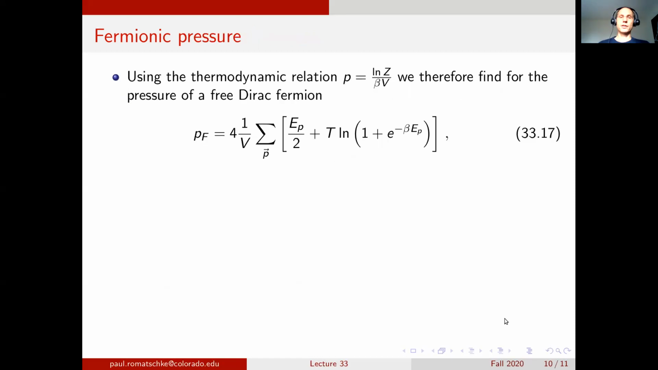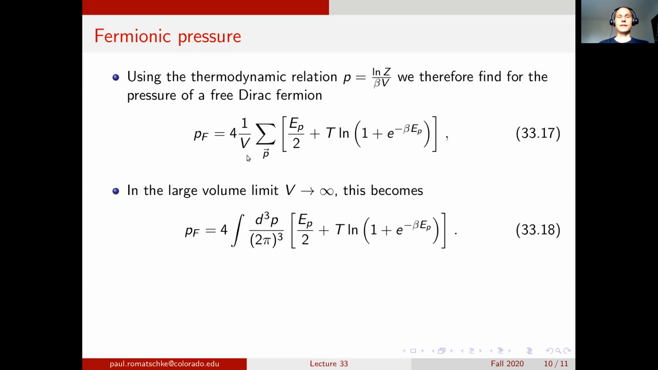We can use the thermodynamic relation to find the corresponding pressure of a free Dirac fermion in 3+1 dimensions. It's given as this equation 33.17 here. And at this point, we would like to take the infinite volume limit where we send V to infinity, and the sum just turns into an integral, such that we find that in the large volume limit, the pressure of a free Dirac fermion is given as 4 times the integral over spacelike momenta p times this expression here.